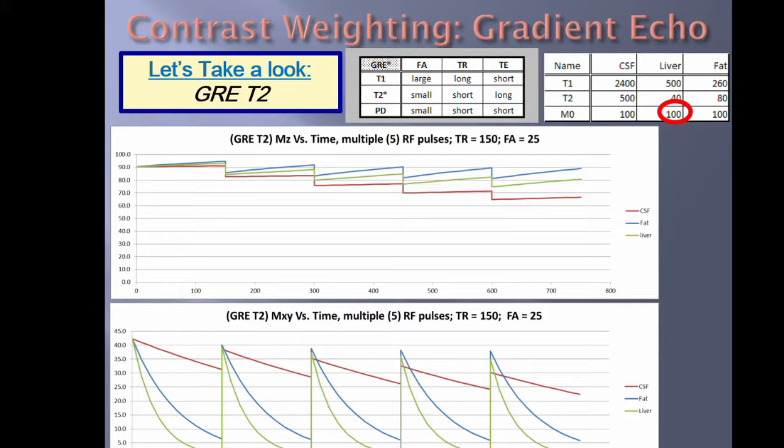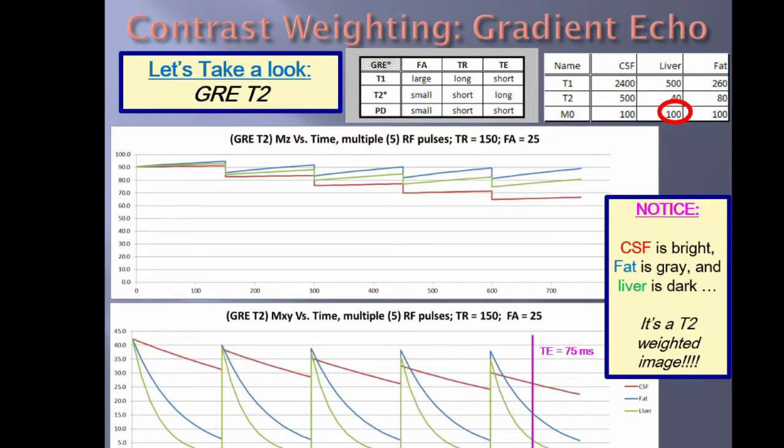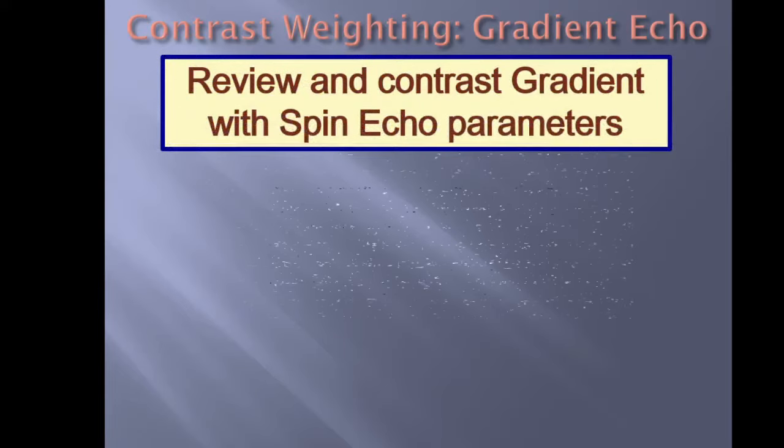The CSF is still relatively high, and especially if we wait a relatively long TE, let's say 75 milliseconds, since that's half the TR, which is 150, we're going to get really bright CSF here, which is going to be at least twice as much as fat, which will be gray, and liver will be relatively darker than fat. T2 weighted image, but much faster than the time of the spin echo.